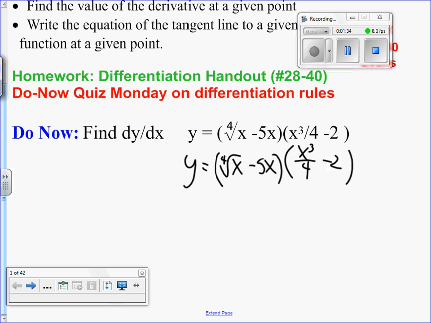Okay, once you plug everything into the product rule, you don't have to simplify. I just want to see if you can do it.